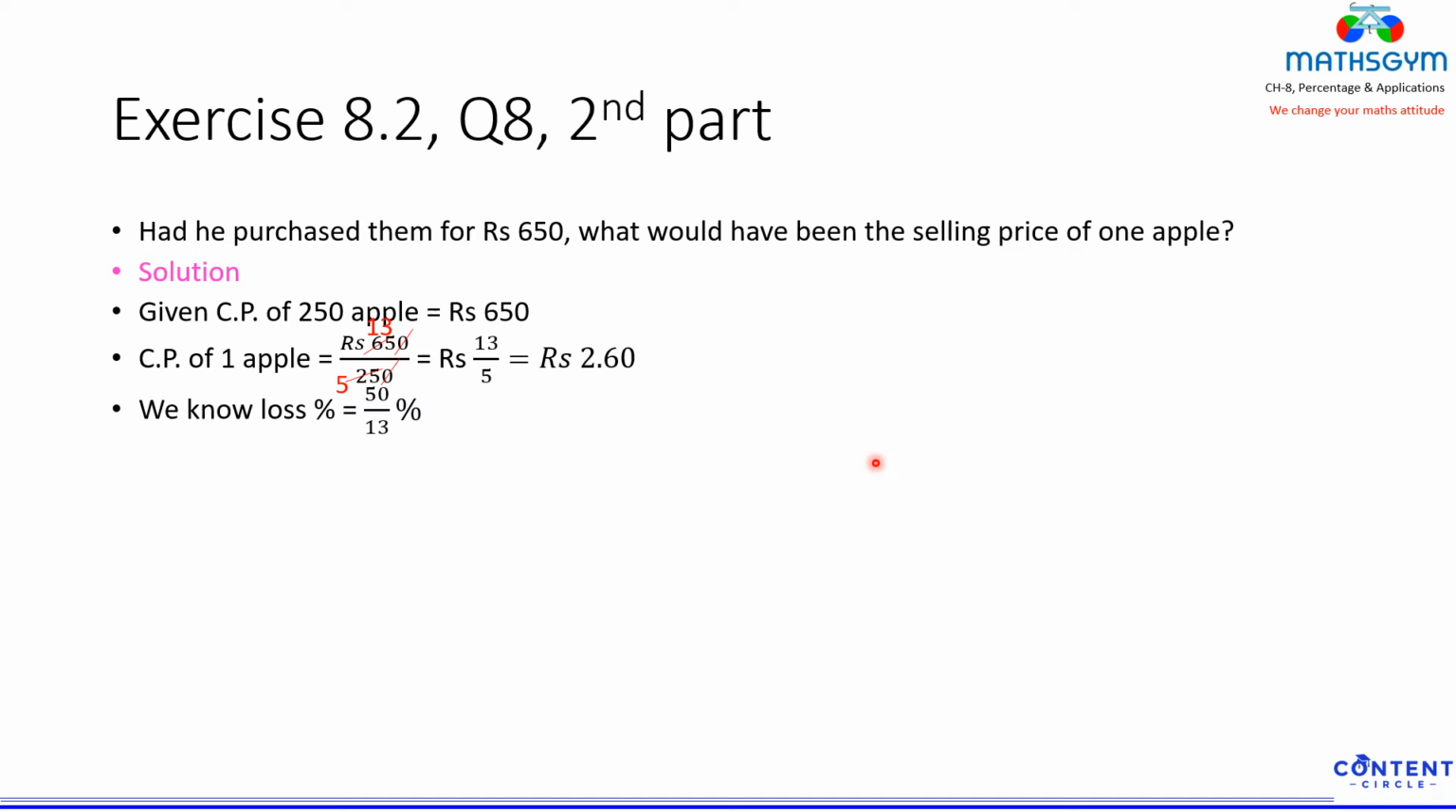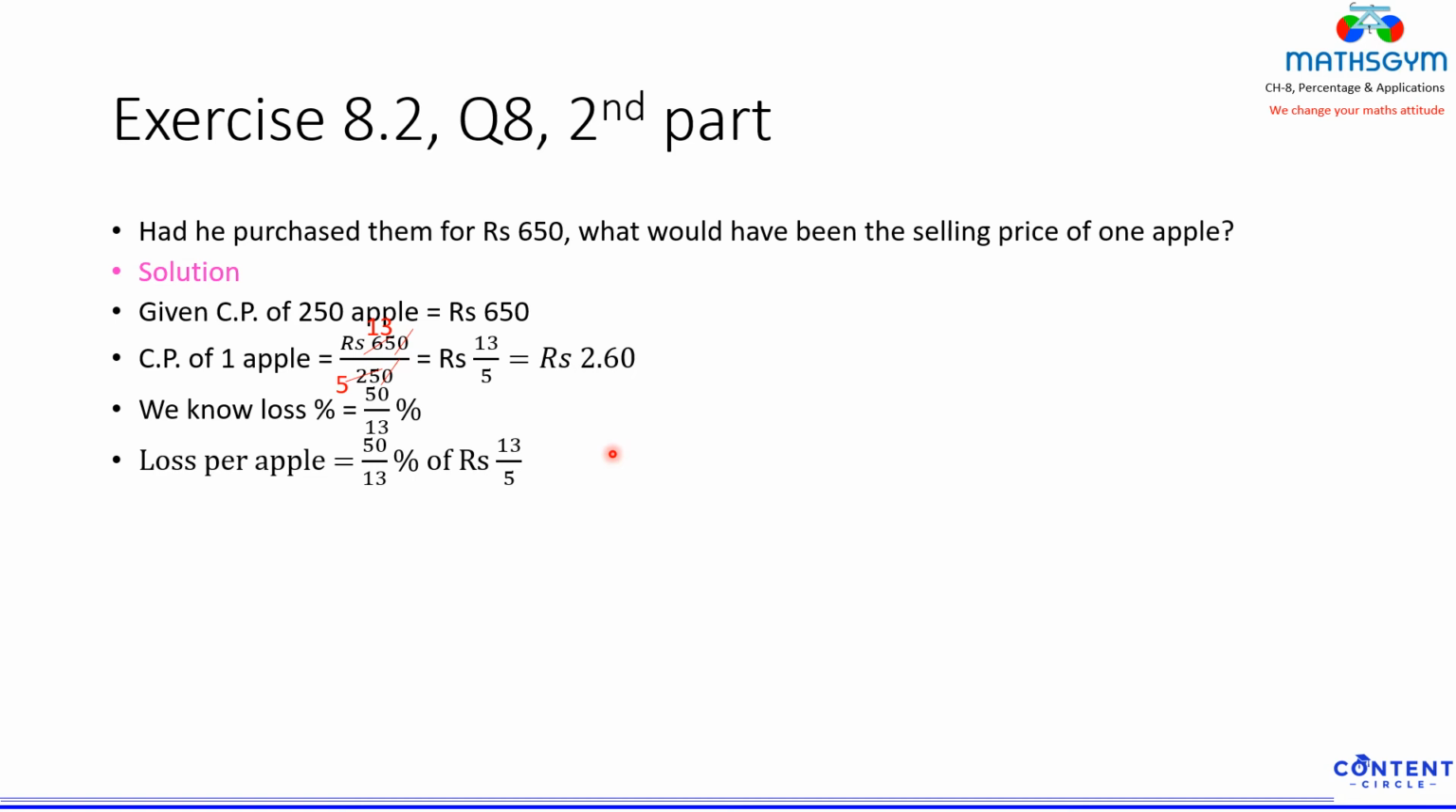Now you also know that loss percent we have found out in the first section is equal to 50 upon 13%. I'm purposefully not writing it in the mixed fraction because we eventually want to find the selling price. Now we know that loss per apple we can find out now. It is 50 upon 13% of the CP of one apple, which is 13 upon 5. We are putting it into the fraction format only. We know because there is a 13 in the denominator of the percentage and 13 in the numerator, it will get cancelled out. So we want to utilize that opportunity.